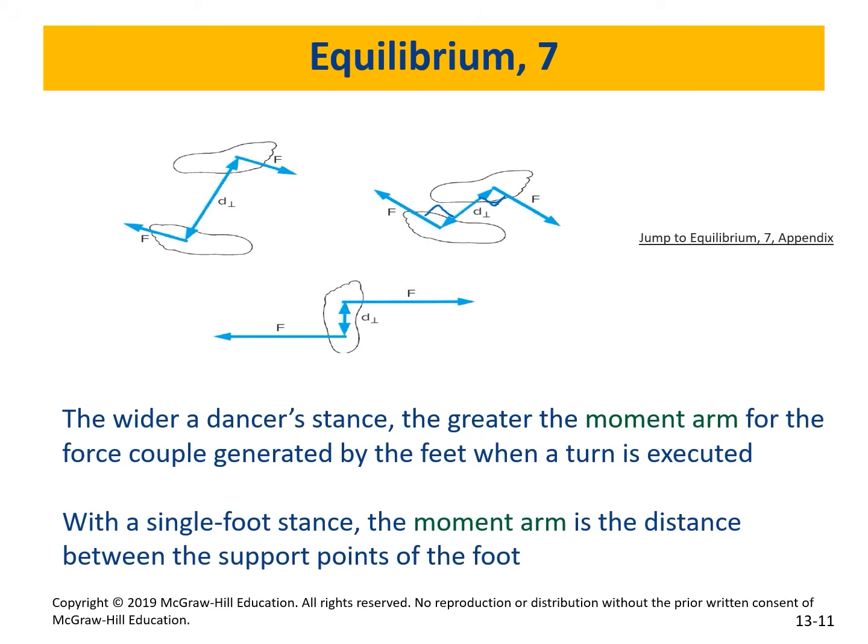So the wider a dancer stands, the greater the moment arm. That's the stance, how wide the feet are away from each other. And if two dancers are holding each other's hands and on one foot, they actually increase the moment arm, and that creates more moments for them. So the greater the moment arm for the force couple generated by the feet when a turn is executed, that's the couple moment. With a single foot stance, the moment arm is the distance between the support points of the foot, closer to the toes and to the heel.